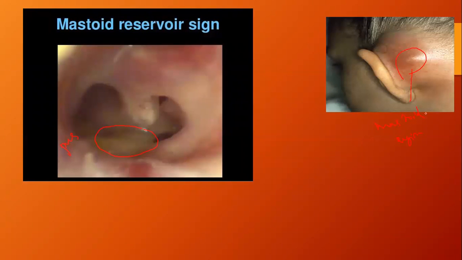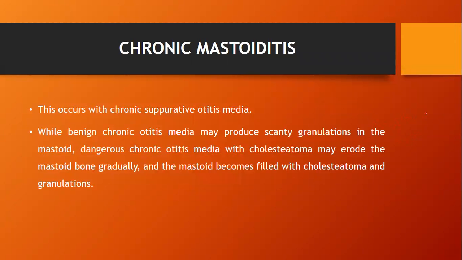Tenderness can be felt. Till now we were discussing what mastoiditis is, and in detail we had seen acute mastoiditis in classification, that is catarrhal and coalescent. Next is chronic mastoiditis. This occurs with chronic suppurative otitis media. Acute suppurative otitis media, chronic mastoiditis, this can be followed with CSOM.